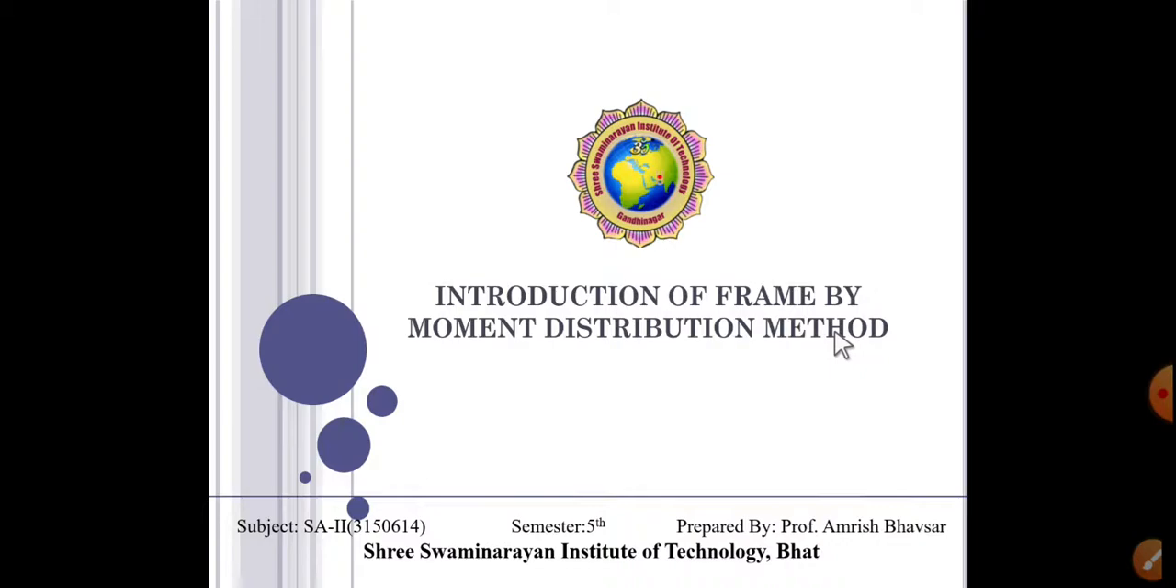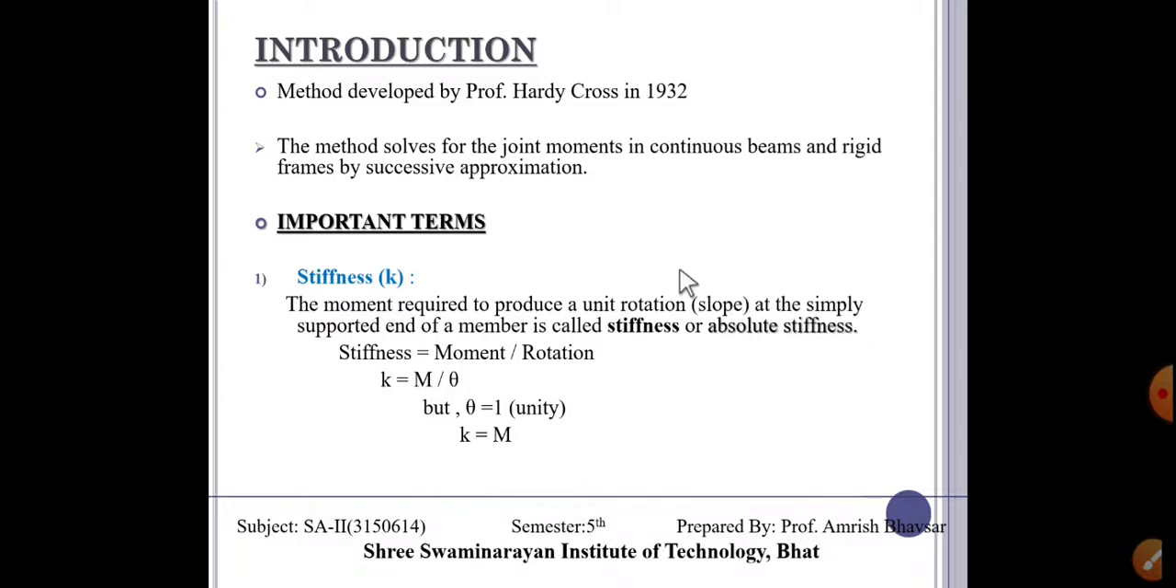In the moment distribution method we know the steps, but I will discuss the steps again here, and after that we will discuss the frame. As you know, this method was developed by Professor Hardy Cross in 1932. The method solves for the joint moments in continuous beams and rigid frames by successive approximation.